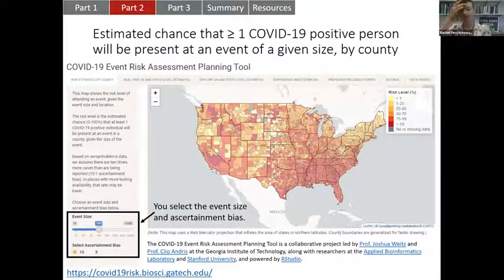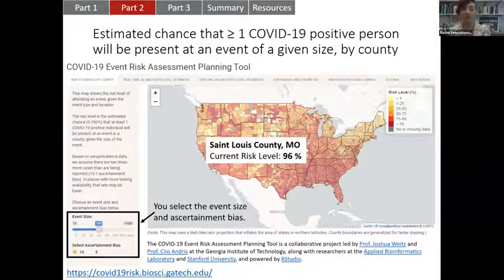And so what we can do here is, again, zoom into St. Louis County. And so we see that for an event size of 100 people, with the assumption of a 10-to-1 ascertainment bias, the current risk that at least one person is COVID-19 positive in that group of 100 people is 96%. And in fact, much of the US is currently at that more than 90% level of risk for gatherings of 100 people, especially in the Southeast, but increasingly elsewhere. So that kind of hits you in a different way when you think about it like that.